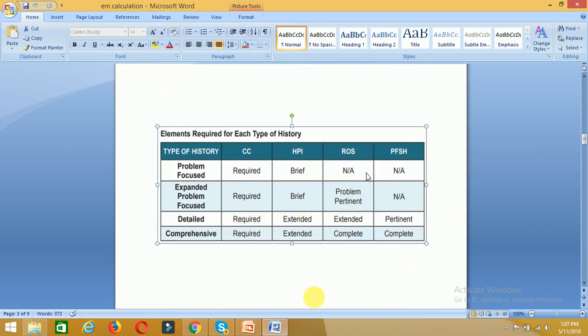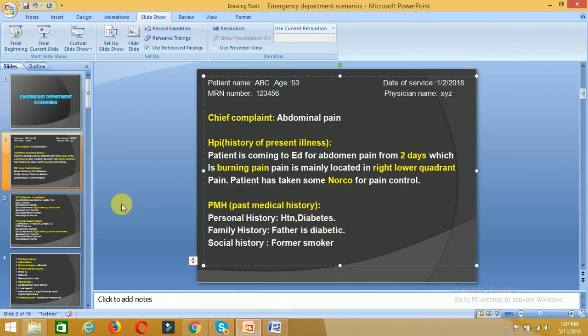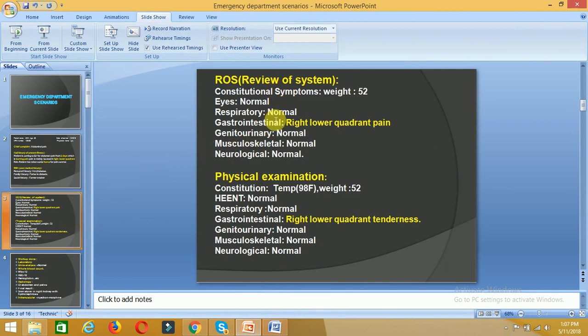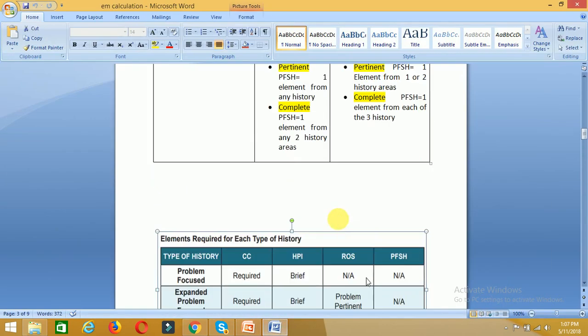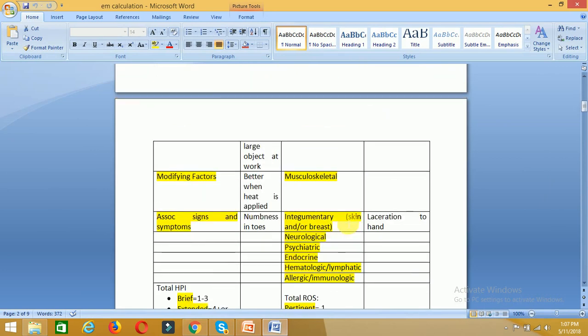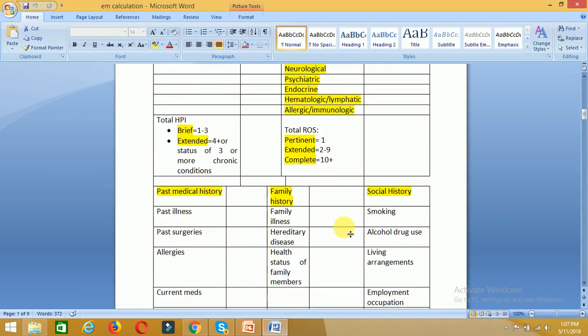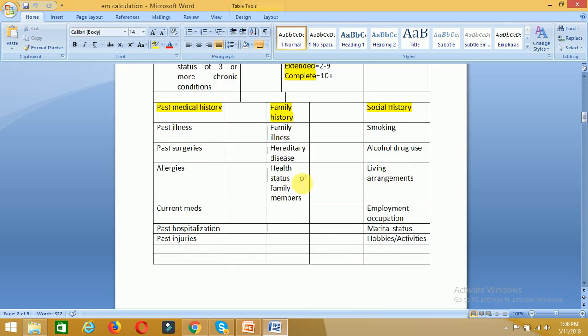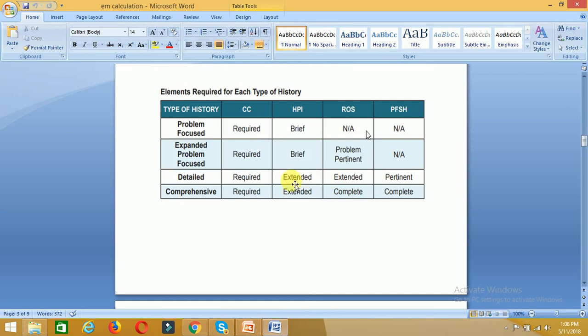Next, coming to the review of systems. In this how many systems are reviewed? 1, 2, 3, 4, 5, 6, 7. 7 systems are reviewed. 7 systems reviewed means we will check here in the ROS part. In ROS we have 3 types of ROS, right? So how many systems are reviewed? 7 systems are reviewed. So what will be the type of the ROS? It will be extended. So I got chief complaint, HPI extended, ROS extended.